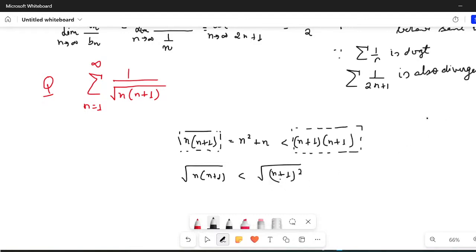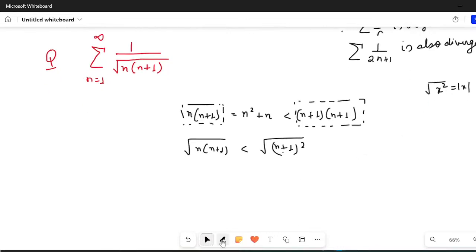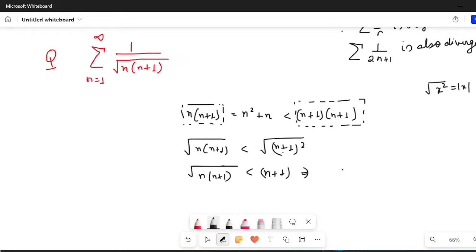Always remember, root over x square is modulus of x. However, here n plus 1 is always positive, so whether you write a modulus or not, nothing would change. So it will be n plus 1 here, and root over n into n plus 1 here. Now take a reciprocal. So you will get 1 upon n plus 1 is less than 1 upon root over n into n plus 1.